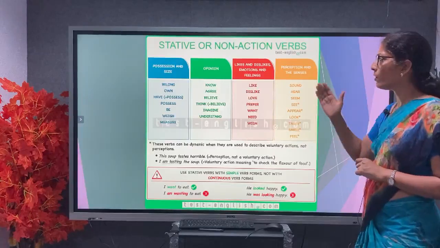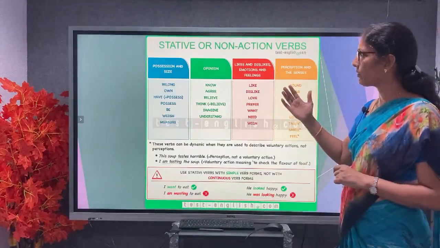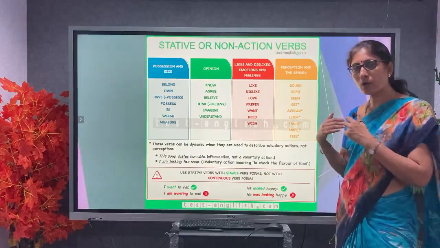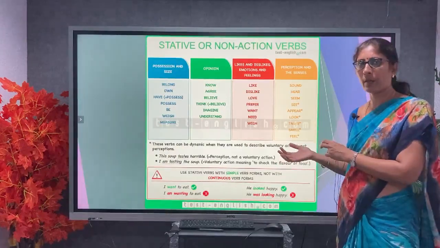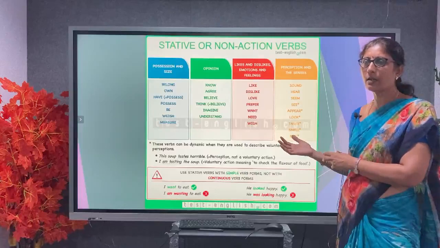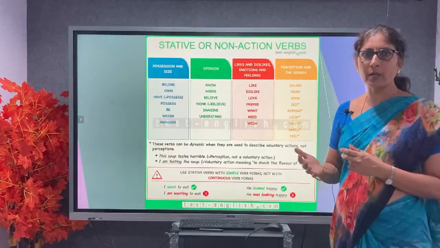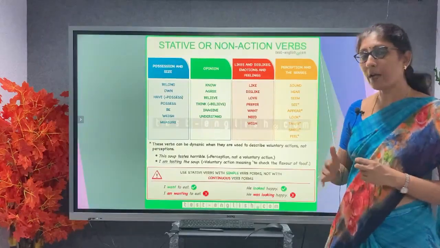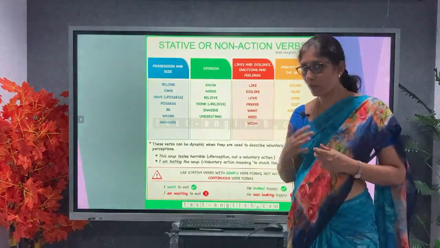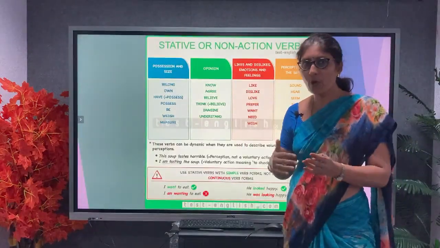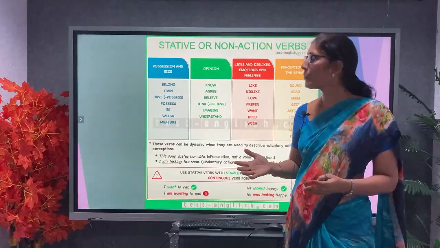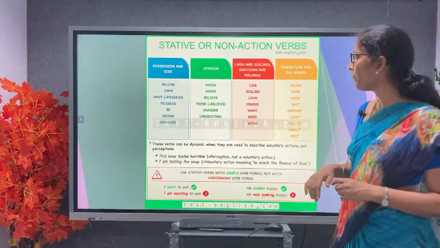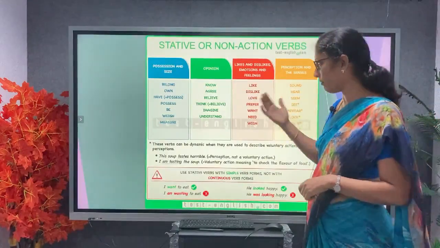So belong. I own a car, right? I belong to a category, right? So you are not belonging. Either you belong or you don't belong. Either you own a car or you don't own a car. In the middle, you are not owning a car. So that's why these are not used in continuous tense. Possess, measure.